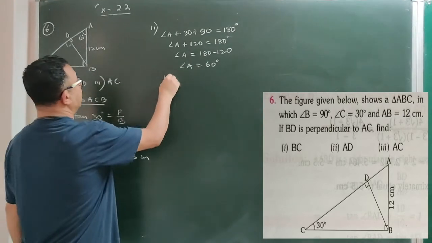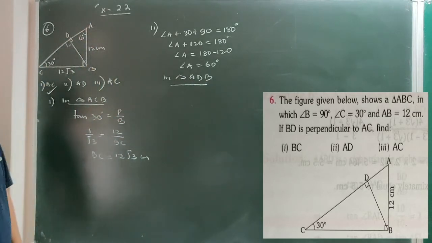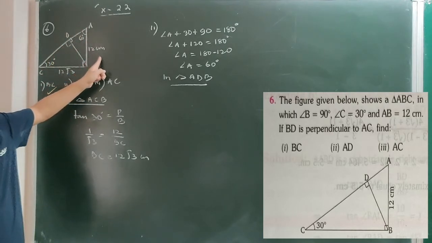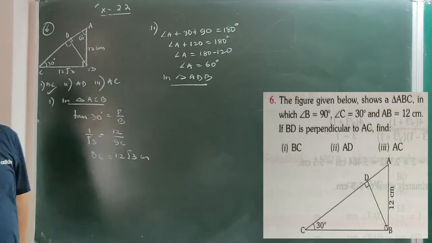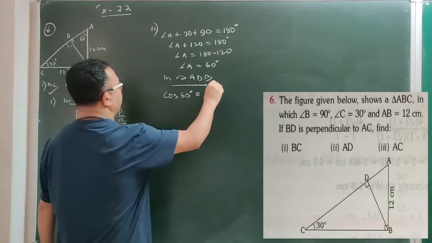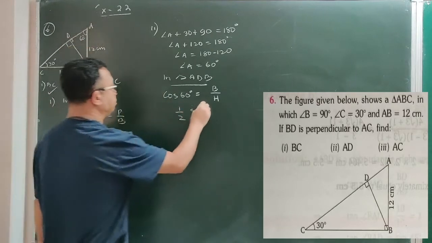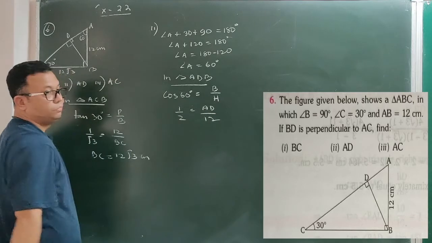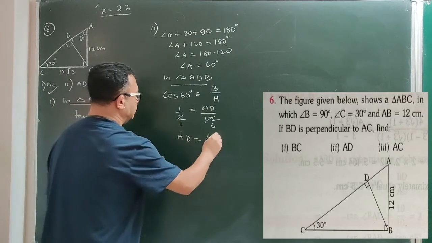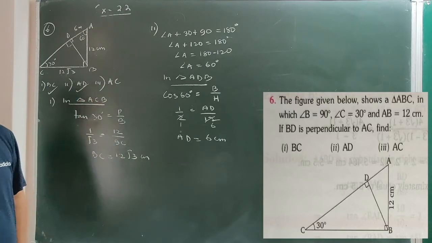Now let me select that triangle. In triangle ADB, I am looking for AD, the base. Here we have base and hypotenuse. Base is what we want, hypotenuse is given. Base and hypotenuse is cos. So cos 60 degree is base by hypotenuse, and you know cos 60 degree value is half. Base is what we are looking for, AD, and hypotenuse is 12. So I can cancel, 2 ones are 2, 2 sixes are 12. Cross multiply, 1 into AD is AD, 6 into 1 is 6 centimeters. So AD value also came, which is 6 centimeters. I got the answer to the second part also.